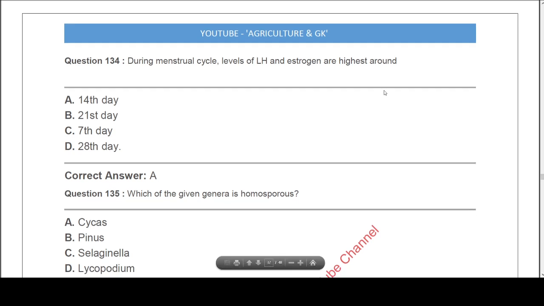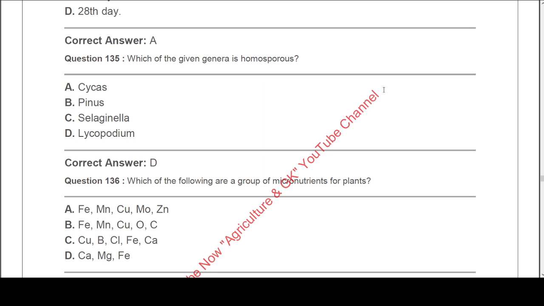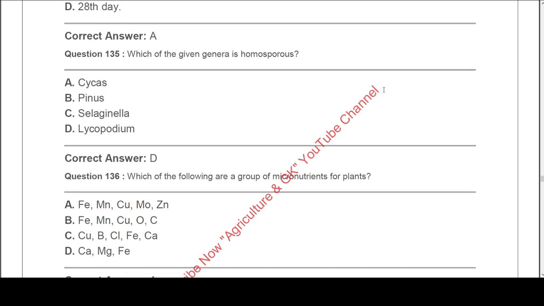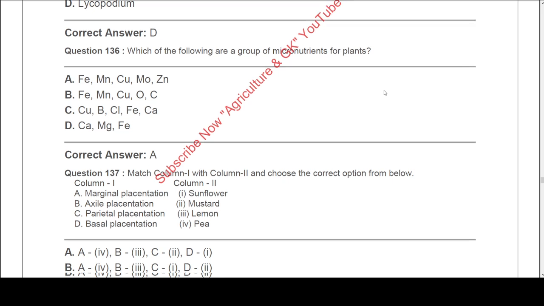During the menstrual cycle, levels of LH and estrogen are highest around option A, the 14th day. Which of the given genera is homosporous? It is option D, Lycopodium. Which of the following are a group of micronutrients for plants? It is option A, iron, manganese, copper, molybdenum and zinc.